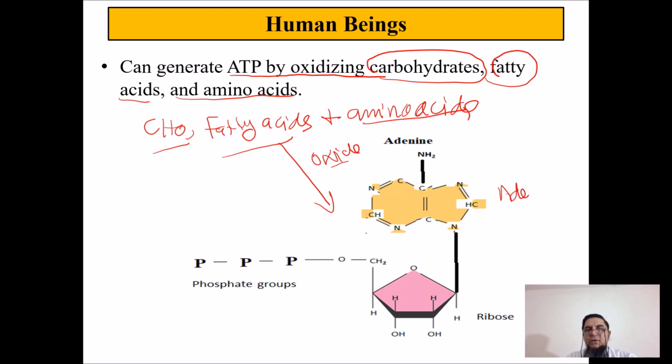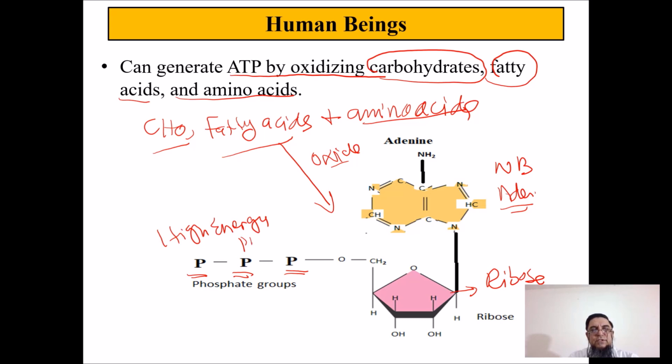This is adenine, which is a nitrogenous base attached to a 5 carbon sugar, ribose, attached to 3 phosphates. The two outer phosphates are high energy phosphates. The release of each of these will give us 7.3 kilocalories. So these two are the high energy phosphates.